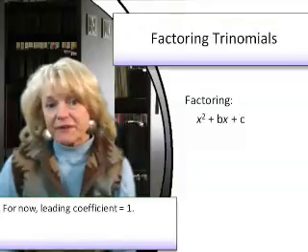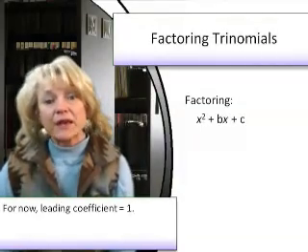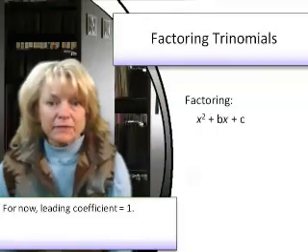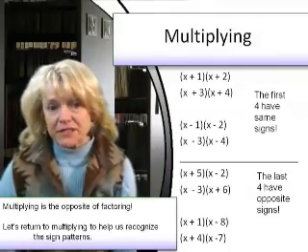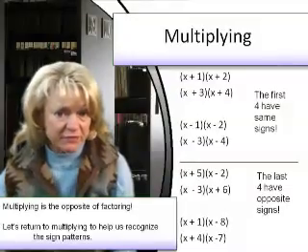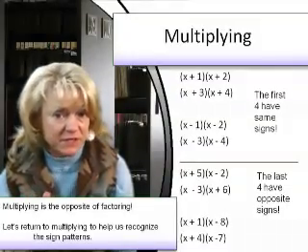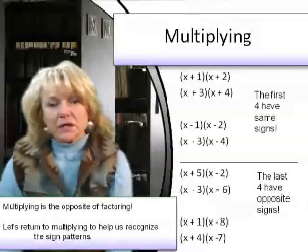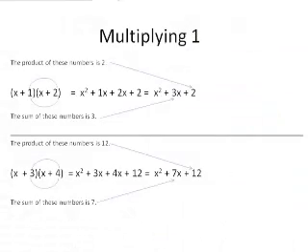In this section, we will be factoring trinomials that have leading coefficients of 1. Again, multiplying is the opposite of factoring. This slide is broken into two halves. The first half has 4 products with the same sign, and the second half has opposite signs. Let's start with the problems where we have same signs.